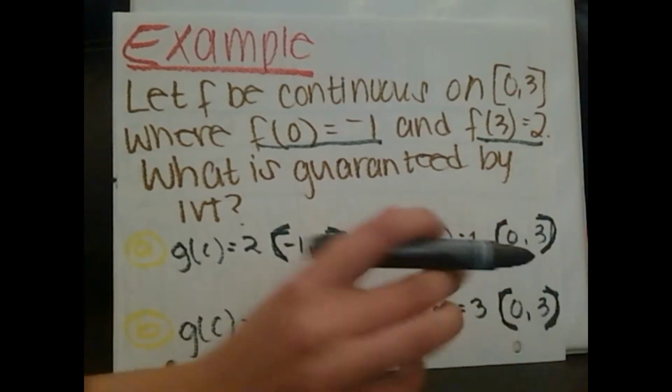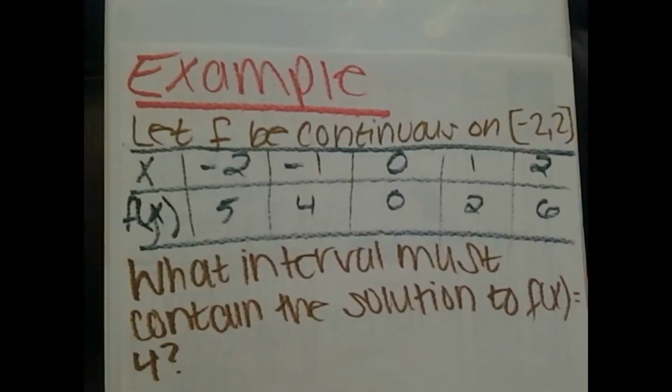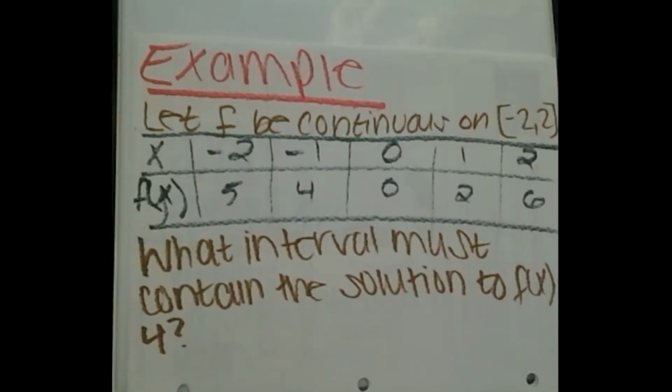Here's another example problem. You're given a chart of values for x and f(x). It's given that f is continuous in this interval. The question asks, what interval must contain the solution of f(x) equals 4? Well, this question actually has multiple answers, but we'll focus on the narrowest interval we can find.